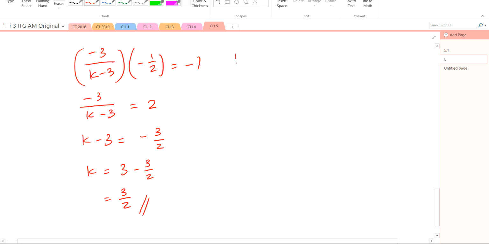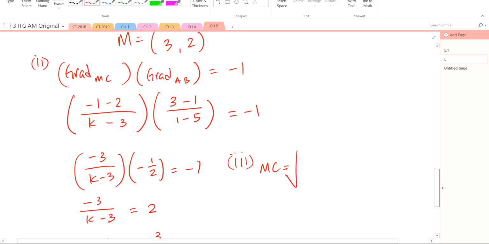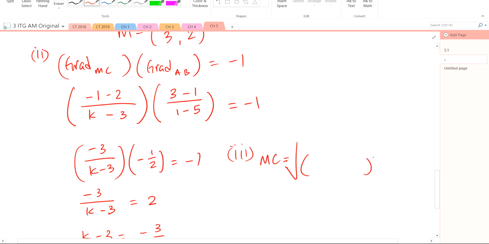Now, part 3. Find the length of MC. MC will be square root of... okay, you fill in the blanks yourself. And what was the answer given in the back of the textbook? Square root? 3 over 2 square root 5. Like that? Okay.